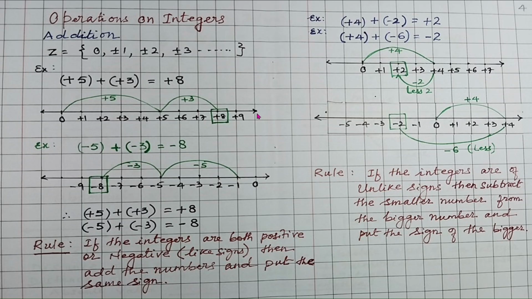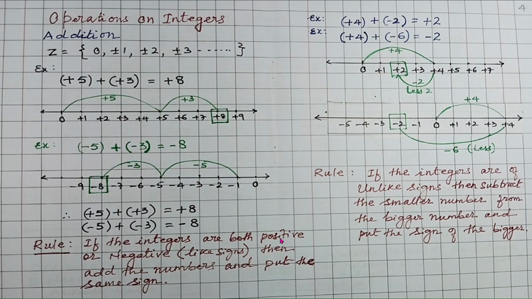Now let us understand with the number line. Plus 5 means I have to move 5 steps to the right. Again plus 3 means I have to add 3 steps to the right, and we get plus 8. Remember that. Now if I take minus 5, that means 5 steps to the left, that is minus 5. Again 3 steps to the left, that is minus 8. So minus 5 plus minus 3 is minus 8. So addition of two positive integers is again a positive integer. Addition of two negative integers is a negative integer.